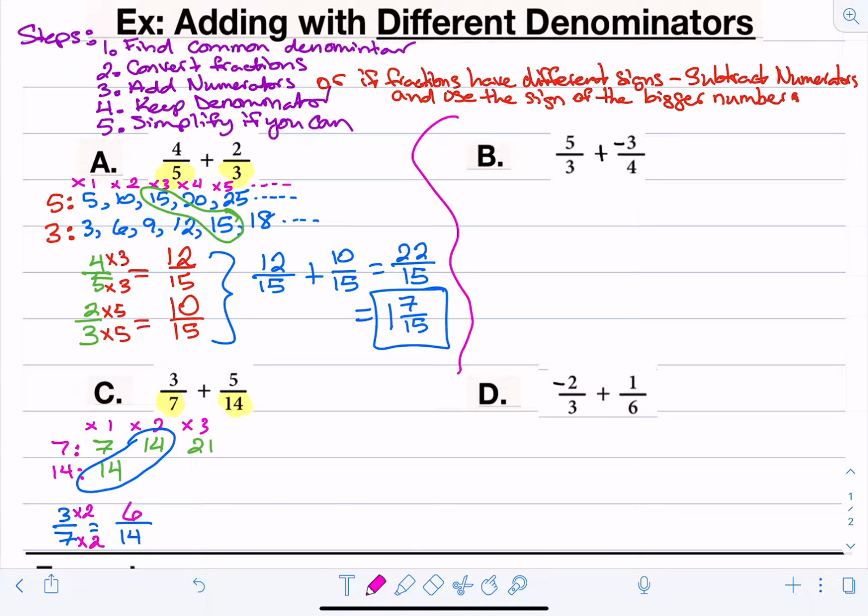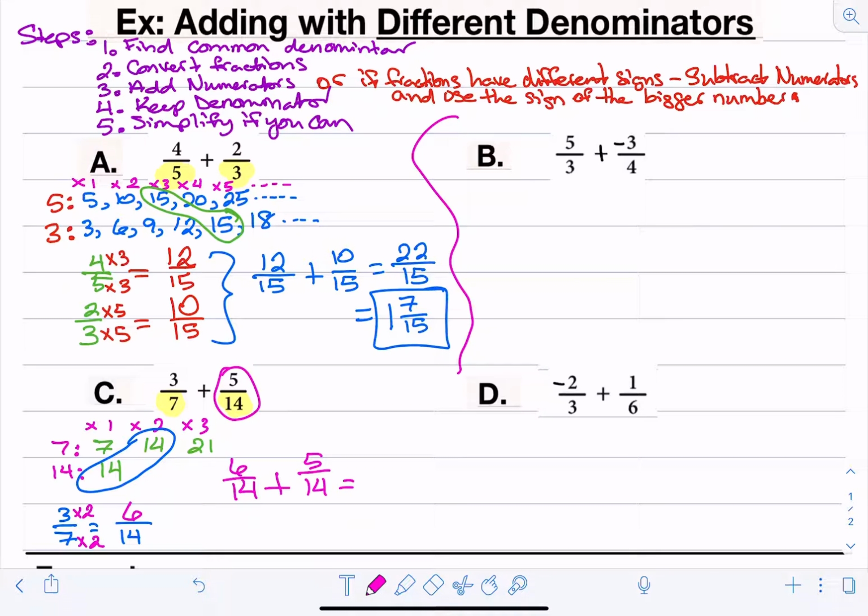So now this becomes 6 over 14 plus, now because this fraction already had a 14 on the bottom, we can just leave it alone. It already has the denominator we need. So it's 5 over 14.